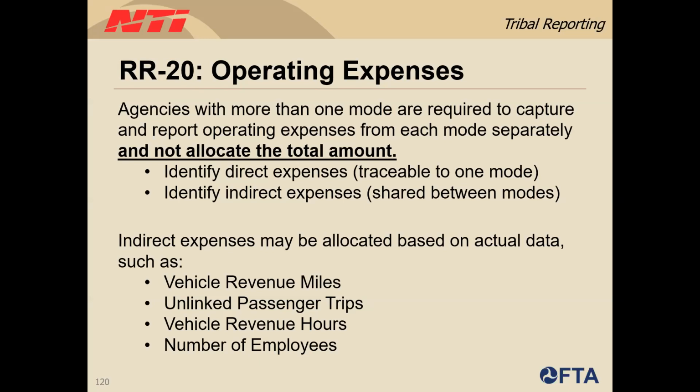So an example of this may be a transit manager's salary that supports both the demand response mode and the fixed route mode. So you can allocate that shared cost using an allocation factor such as vehicle revenue miles, unlinked passenger trips, vehicle revenue hours, or number of employees.